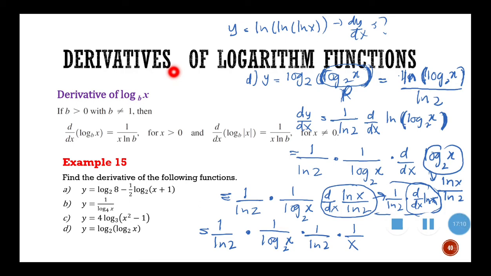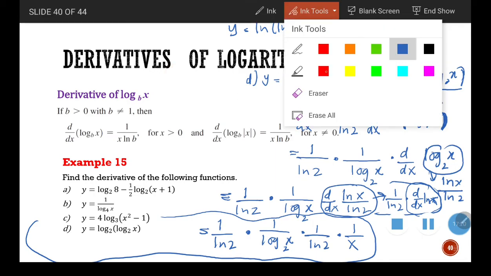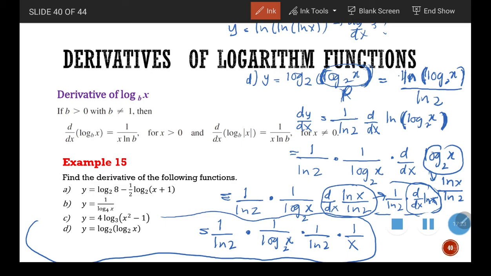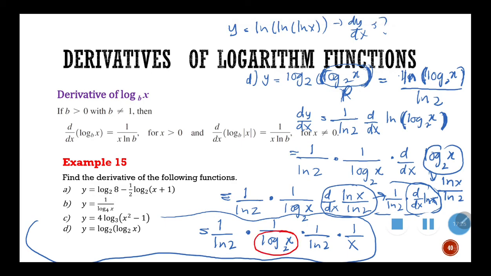Tu jawapan kita. Alright, ni jawapan kepada D here. But actually we can simplify it further. Okay, kita boleh simplify lagi sebab kita tahu log x base 2 ni macam tak cantik. You can change the base here. Okay, saya tulis kat sini 1 over ln 2 darab dengan 1 over log x base 2. So log x base 2 ni saya nak tukar. Saya tukar dia jadi ln x over ln 2.